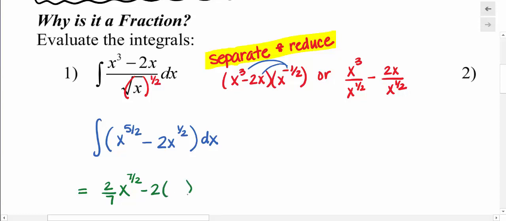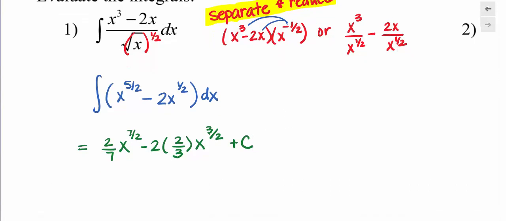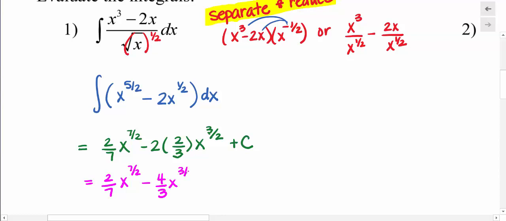Minus 2 times, again, I'll leave a space. I have a fractional exponent. So if I add 1 to do the power rule, that becomes 3/2. And then instead of dividing by 3/2, I'm going to multiply by 2/3. Don't forget your plus c, which is our constant of integration. You can certainly leave it like this if you wanted to. I could also just multiply that in and say that that's 2/7 x to the 7/2 minus 4/3, if I didn't really want to type the 2 times 2 if you're typing it into a system or anything like that.